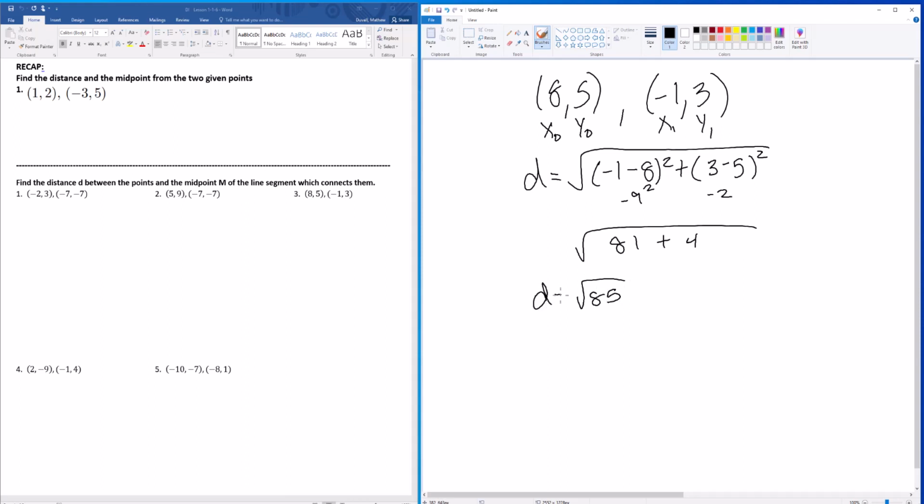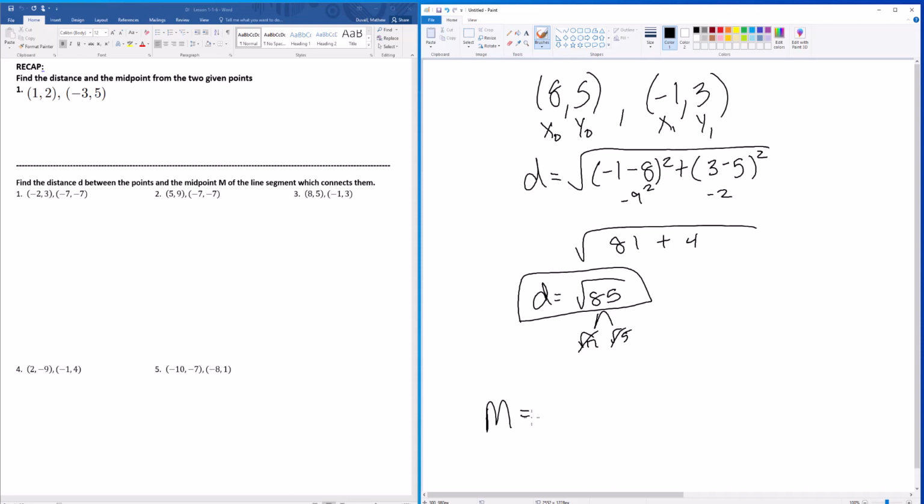Now the question is, does that reduce? That's going to be 17 and 5. So no, it doesn't. So that's going to be my answer. And you can use a calculator to figure out how it reduces. Now it's finding our midpoint.